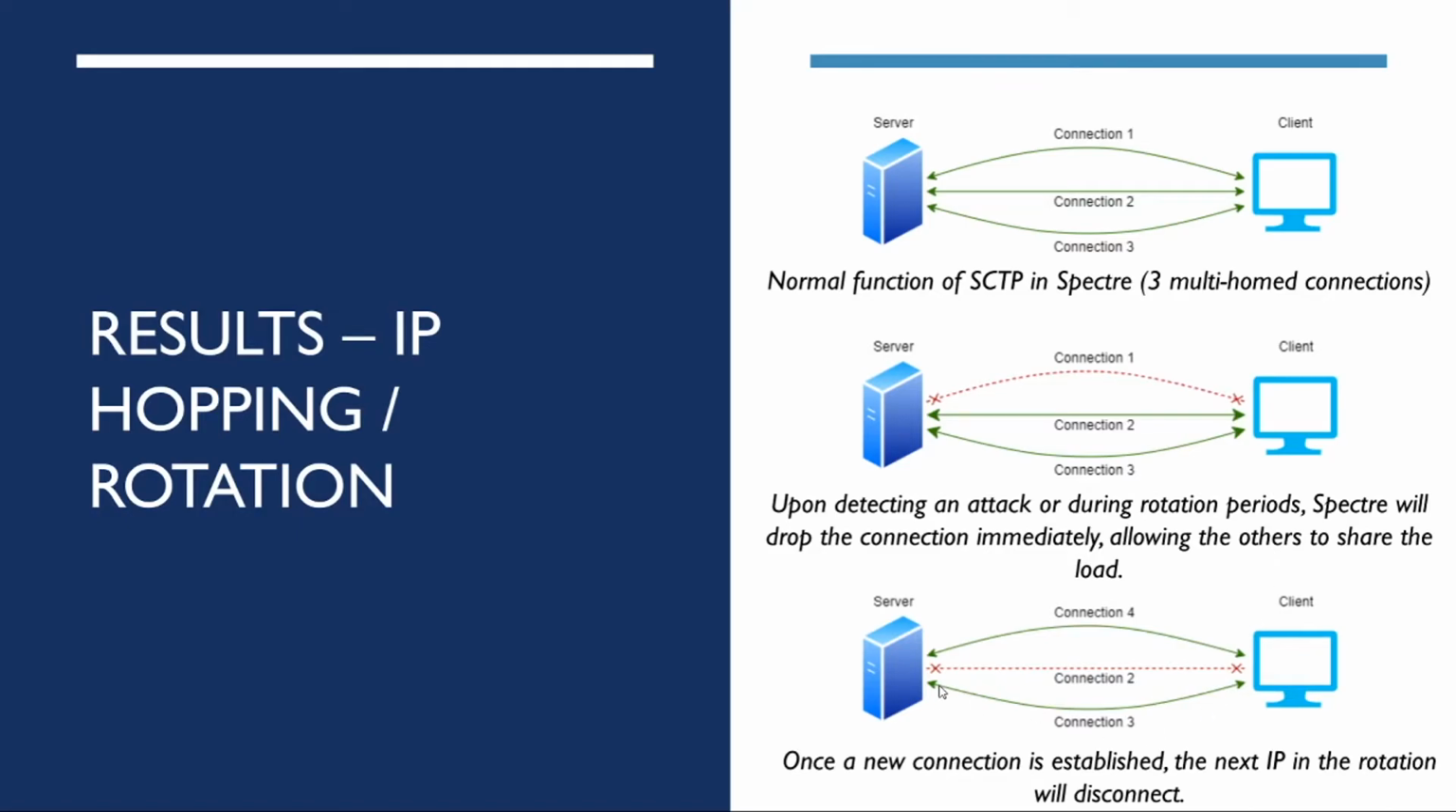Once the new connection is established, shown as connection 4, the next connection, shown as connection 2 from the previous diagram, will then disconnect. That's during a normal rotation period. During an attack, it will go ahead and rotate through the IP addresses rapidly, even if it's not on a certain schedule, and disconnect all of them and recycle all of those IP addresses.